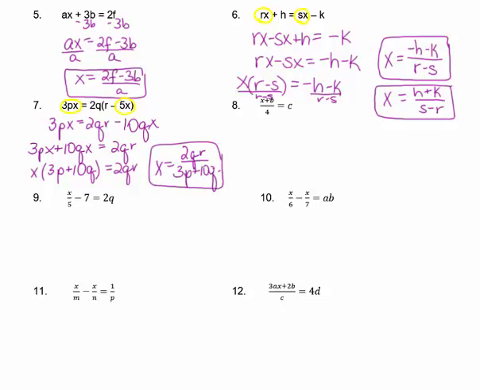Number 8, they were very nice. All I'm going to do here is cross multiply, giving me x plus b equals 4c, and then subtract b, giving me 4c minus b. That was a nice one.